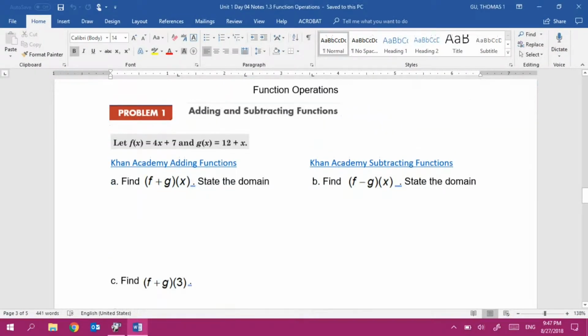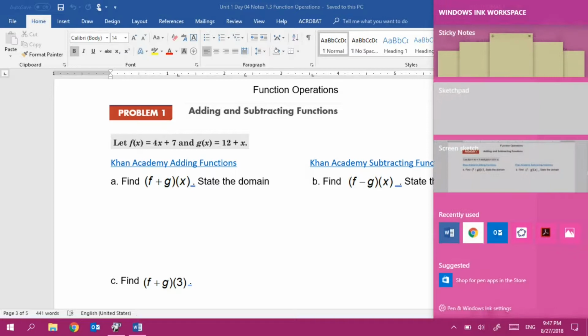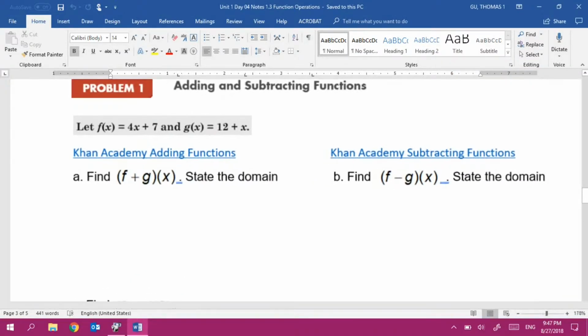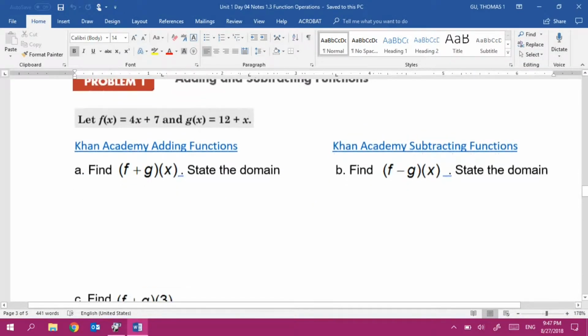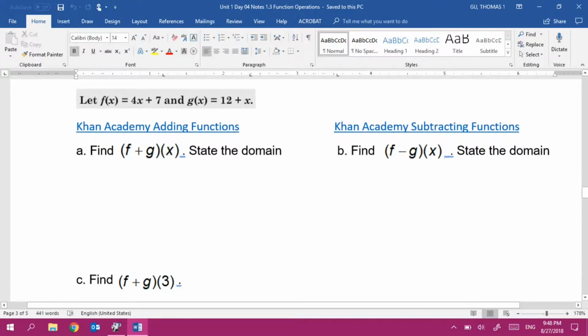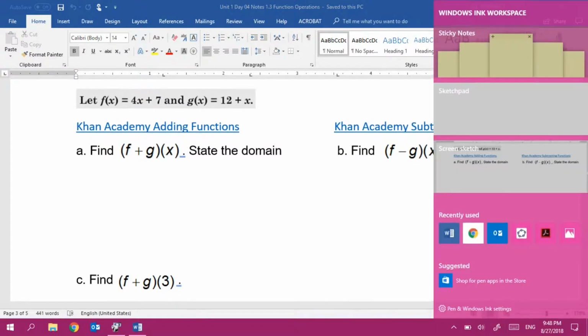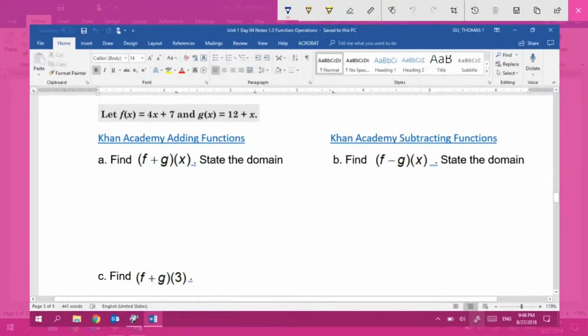Function operations. First, we're going to start with adding and subtracting functions. I'm going to zoom this one in a bit. Check this out. F of x is 4x plus 7, and g of x is 12 plus x. Let's do A. We're going to find f plus g of x. First, what does that even mean? F plus g of x, remember, is the same thing as saying what? F of x plus g of x.